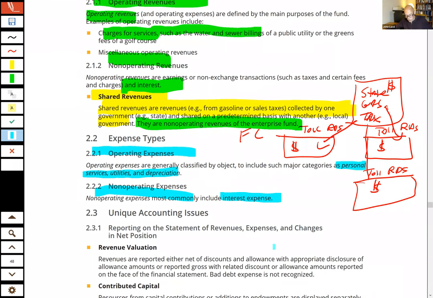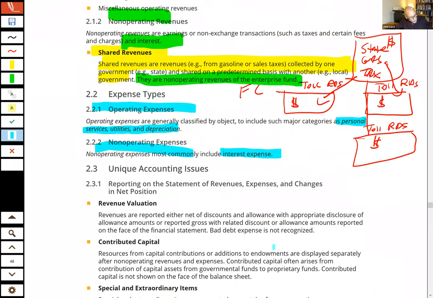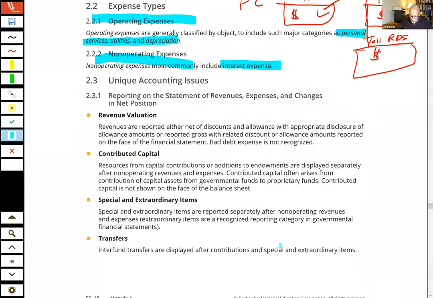Okay, good. Now let's take a look at some of the items that we have talked about before. Contributed capital is going to be from governmental funds or proprietary funds. Contributed capital is not shown on the face of the balance sheet. You can flashcard that. Okay, transfers can come in. Interfund transfers are displayed there as contributions.